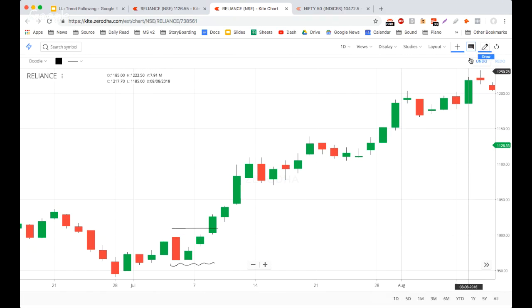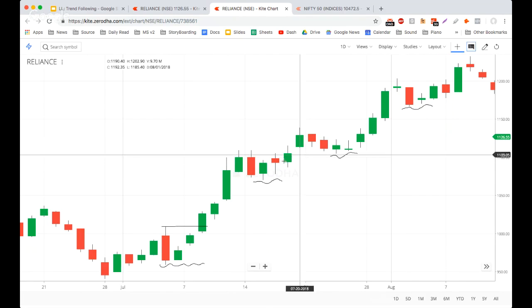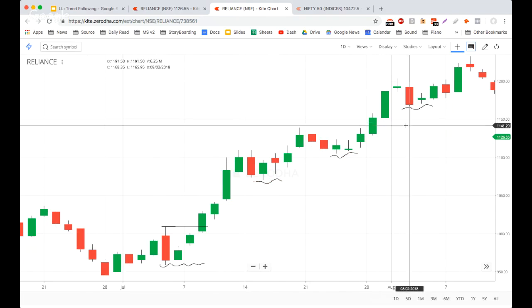Now, here is the cool part. You'll actually trail the stop loss to the latest swing low, trail it to the latest swing low, trail it to the latest swing low. You are not predicting where the market goes. If you predict, you will lose. You have to follow the demand and supply. And in this case, you were lucky to have caught the uptrend. So you keep trailing the stop.